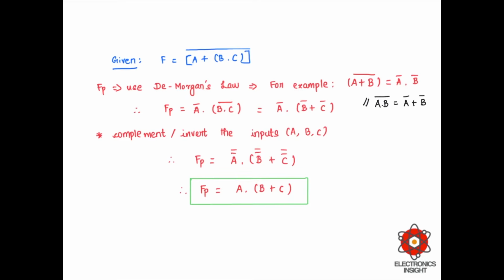Now let us take the expression inside the square brackets, which is A plus B dot C. (A plus B dot C) the whole bar can be written as A bar dot (B dot C) the whole bar. Now (B dot C) the whole bar can be written as B bar plus C bar. Now the second step says that we have to take the complement or invert all the individual inputs.